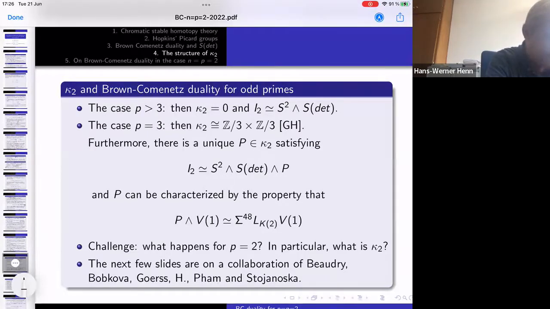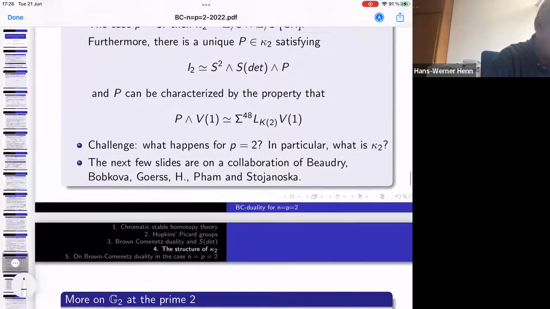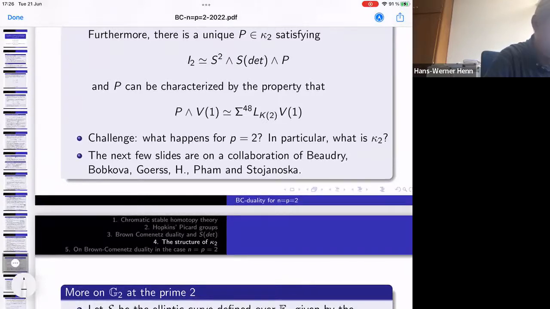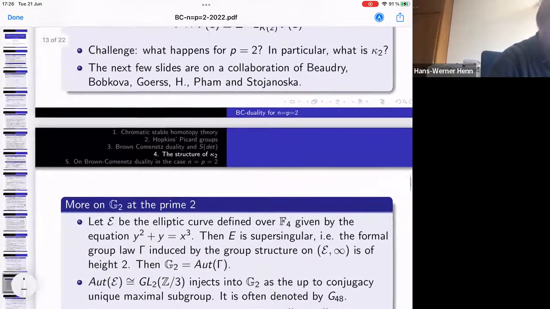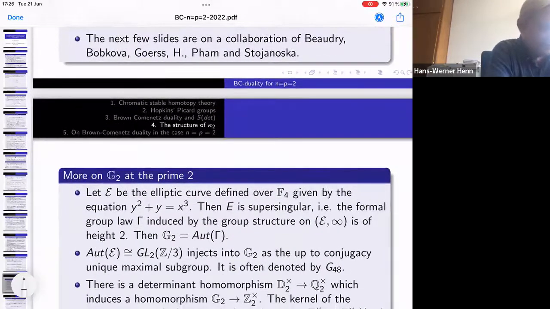So the next few slides are on the collaboration of Paul Goerss, Pham, Stoyanovska, and myself. We actually have a document by now, but it's still not really ready to be released. It's a long-term project that we've been engaged in. And I think we have proofs, but we are not yet happy with our presentation.